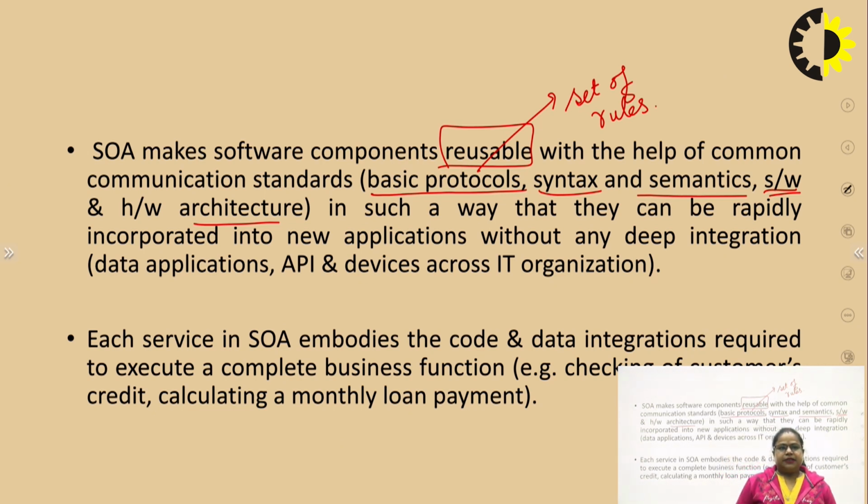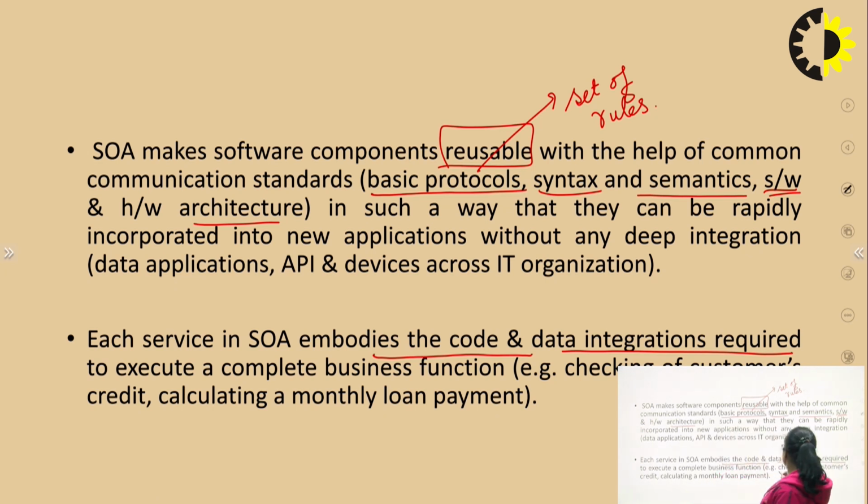Then, when we are talking about SOA services, each of the SOA services embodies the code and the data integration required to execute a complete business function, right? Because everything depends on writing code. When you give a complete explanation of that code, you simply execute that function and you can directly get the calculations on that basic data.